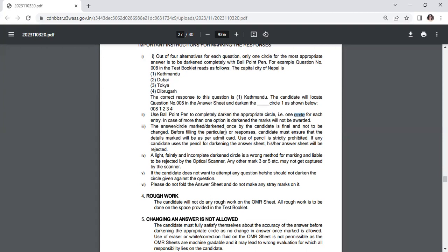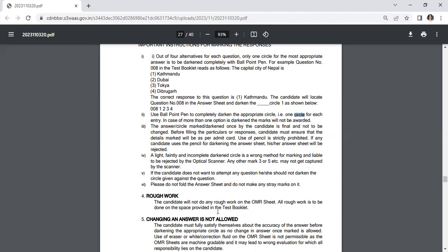Once the answer circle is darkened, the candidate's answer is final and not to be changed. A light, faint, or incompletely darkened circle is the wrong method. So you are going to darken it clearly. If the candidate does not want to attempt any question, do not darken the circle given against the question. Please do not fold the answer sheets. Do not make any stray marks on it.